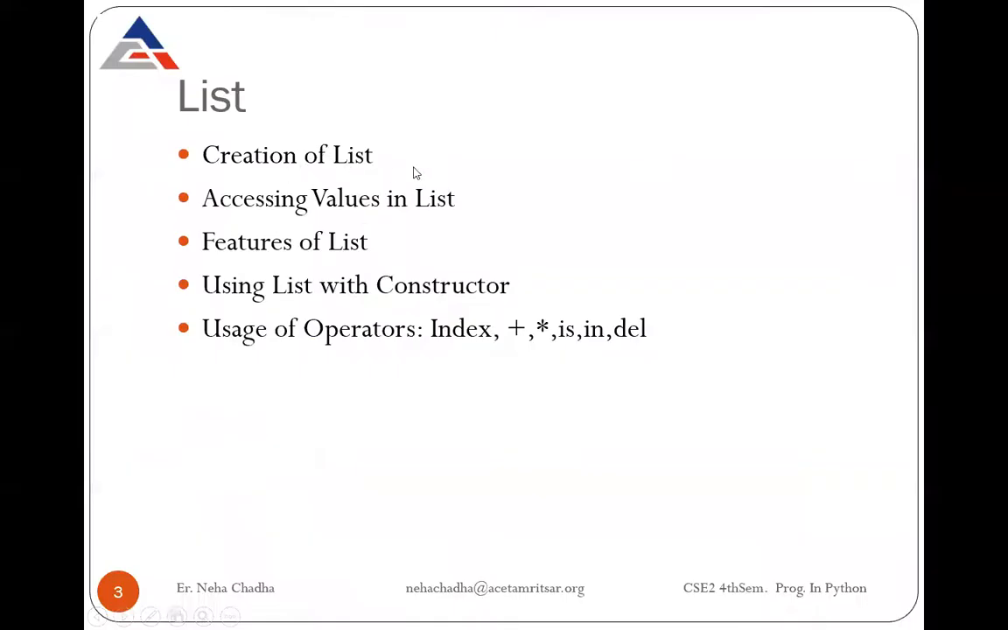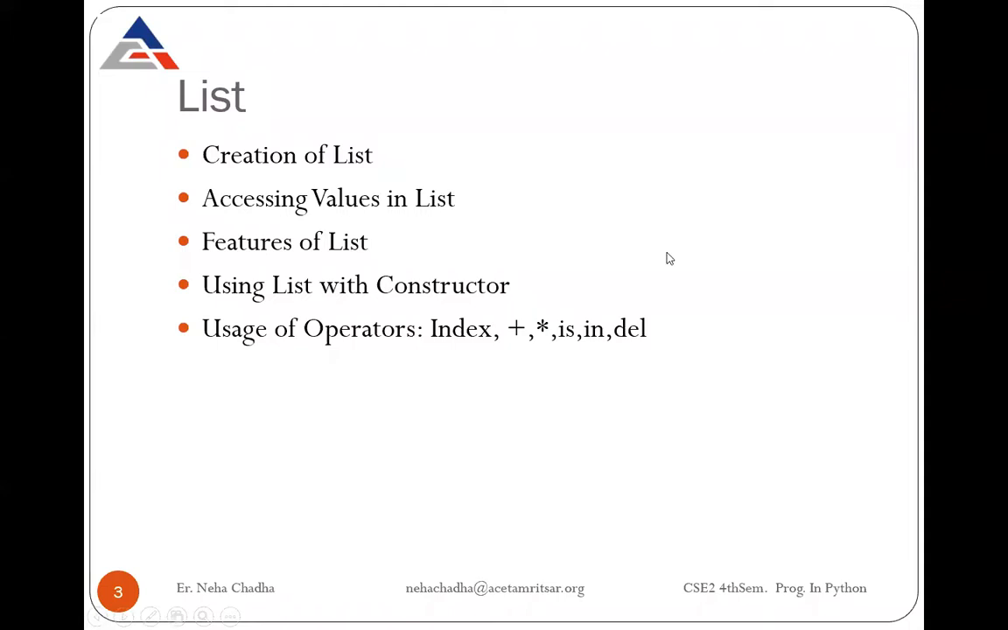This is how you can create a list. You have to use square brackets and give comma separated values. The values can be heterogeneous. Then how can you access the value? By using the index number, you can access the value.